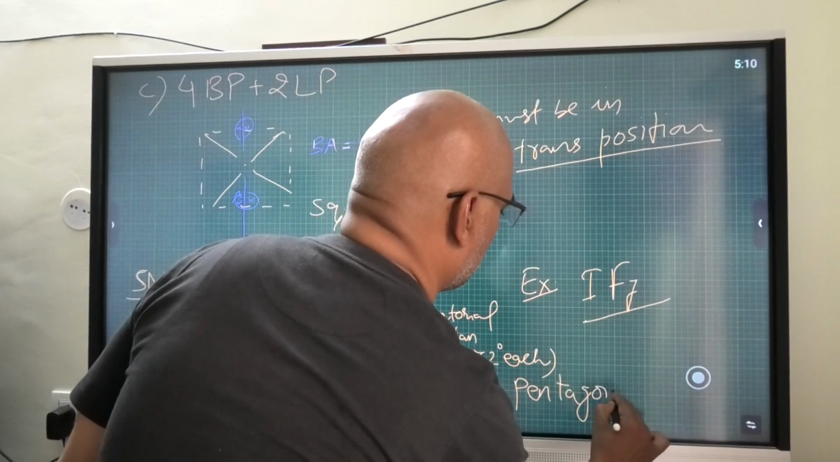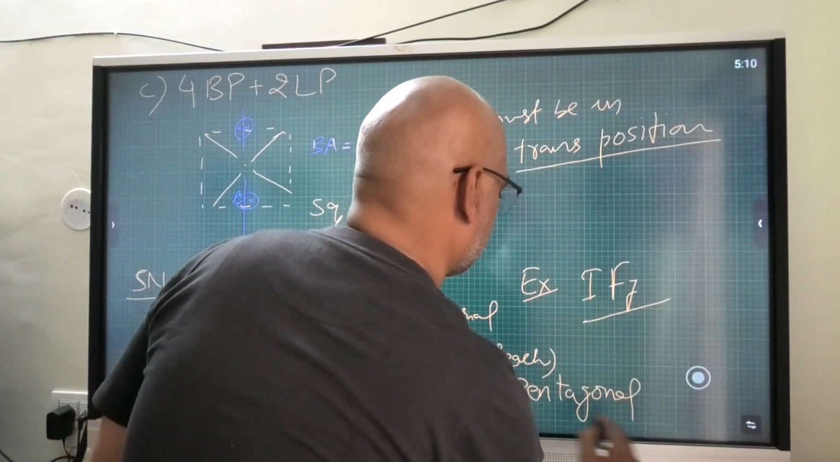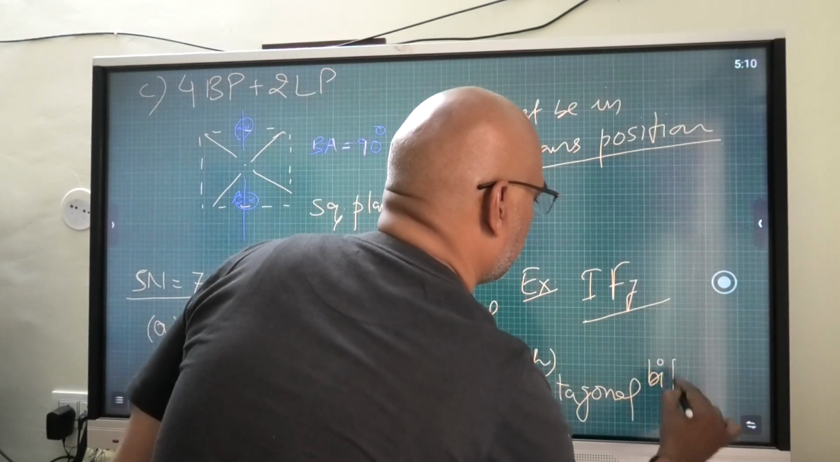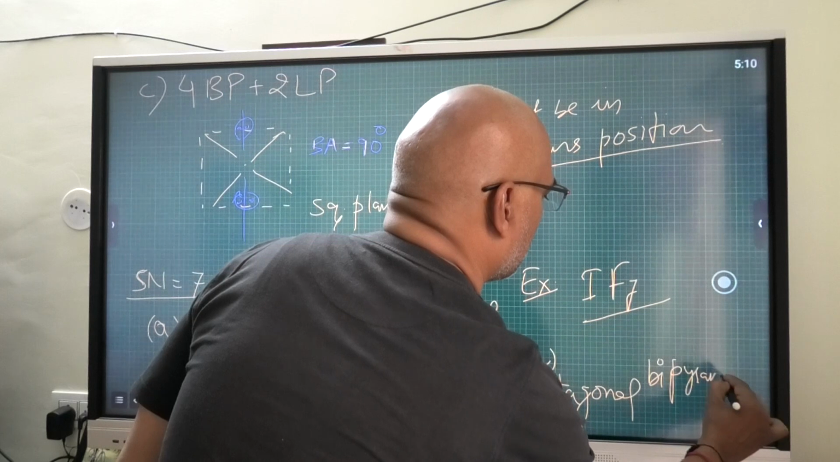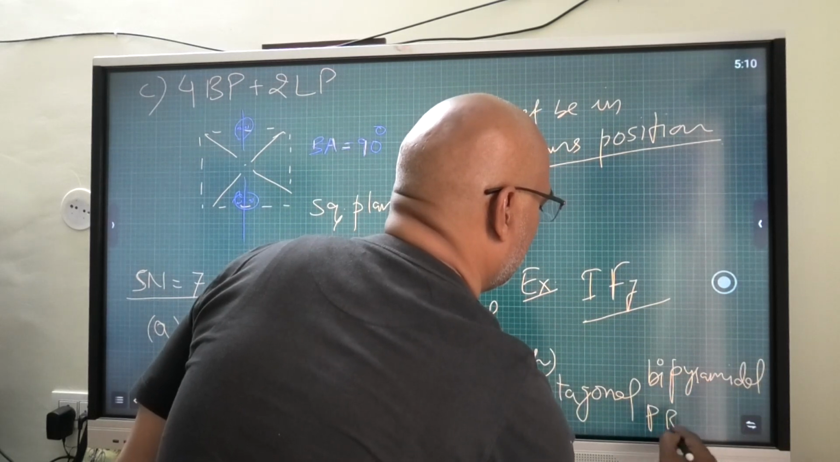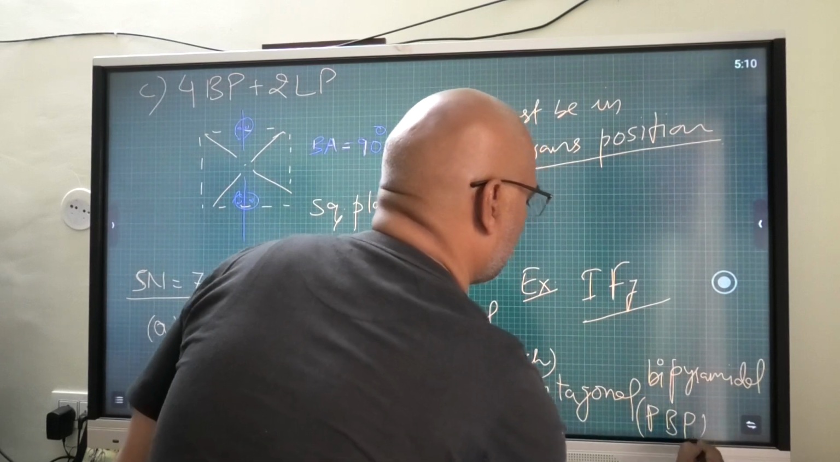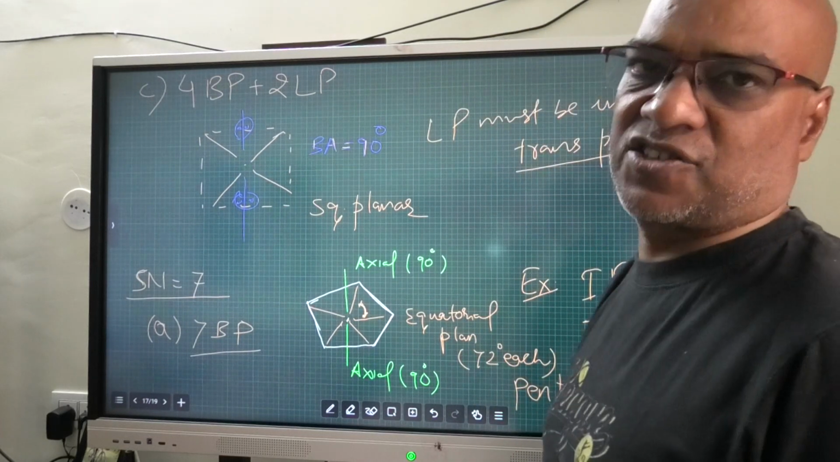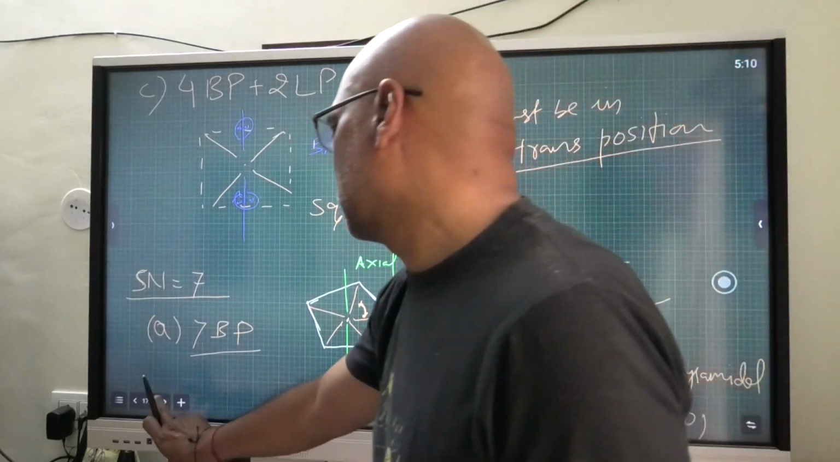Pentagonal bipyramidal. In short, we'll call it PBP. P for parrot. PBP. Got it? So that is steric number 7. Now, next.